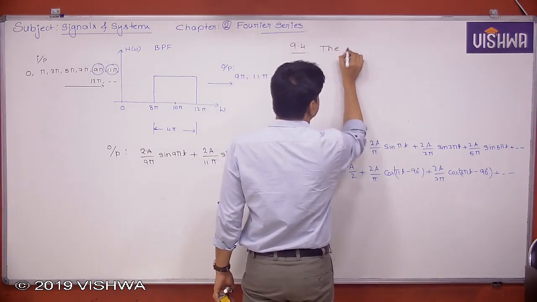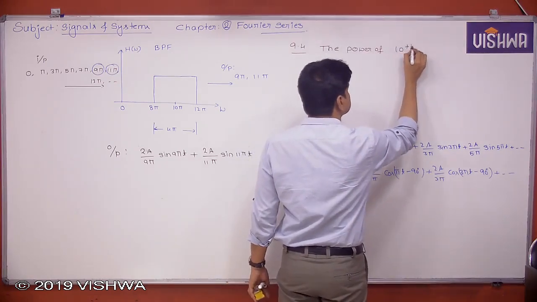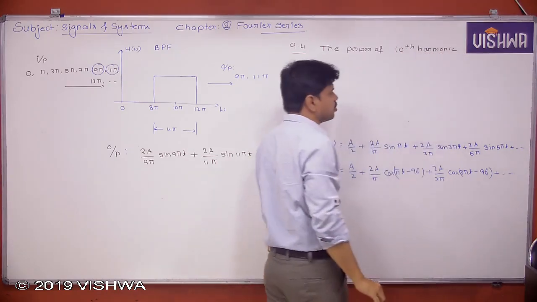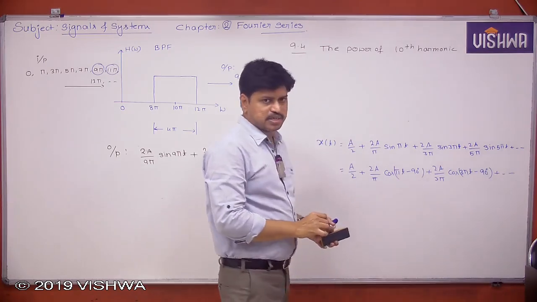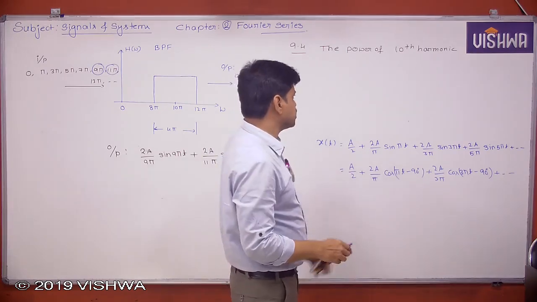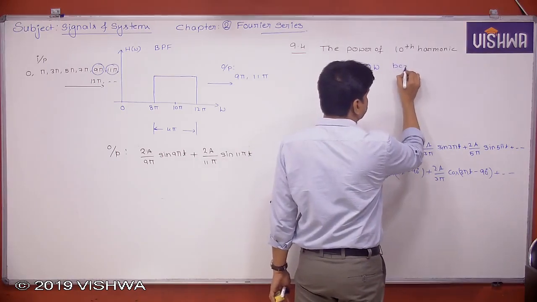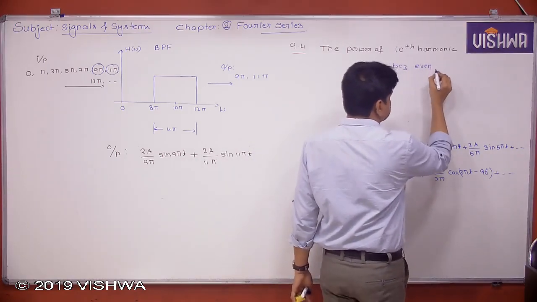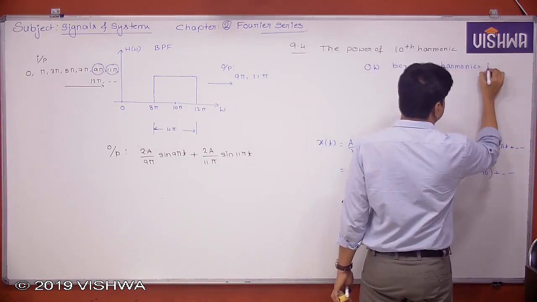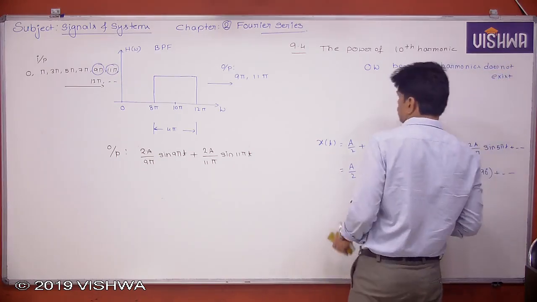Take it. The power of the 10th harmonic. How much? First of all, the 10th harmonic does not exist, because the signal has only odd harmonics. Even harmonics do not exist. So I can say 0 watts, because even harmonics do not exist.